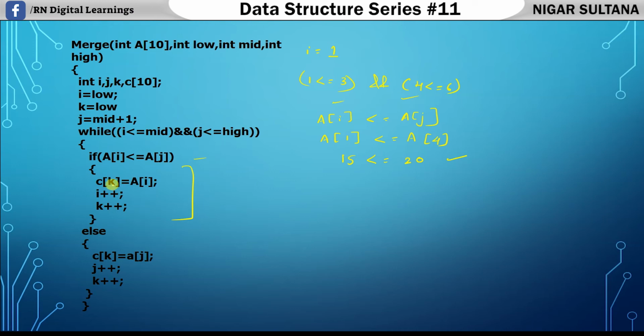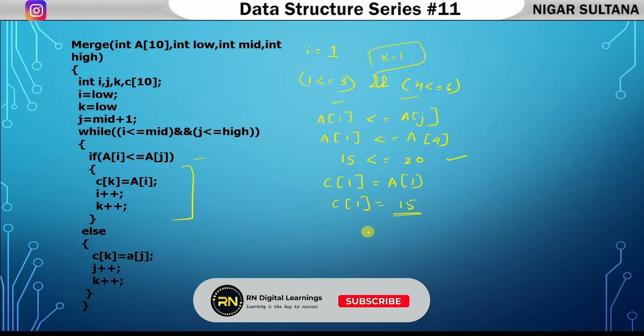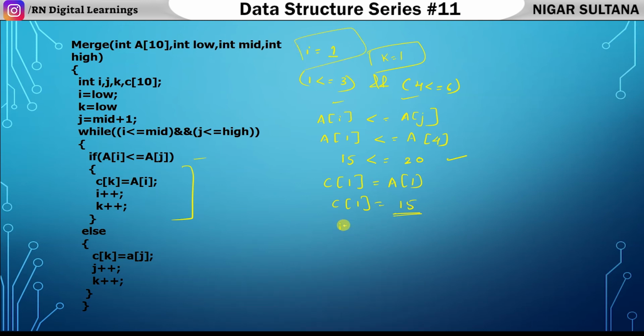If this is true, I must execute this part. Now the c of k value has been incremented as I have told you. Now k is 1. C of 1 will be holding a of 1 because the i value is 1 now. C of 1, what is a of 1? A of 1 is 15. Now c of 1 will be holding 15. Then increment the value of i and k. I value was 1 initially. Now after incrementing, it will be 2. Increment the value of k. When I increment the value of k, k will be holding 2 now.